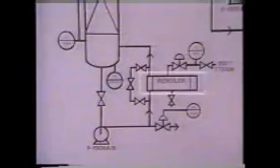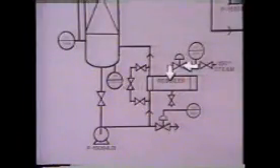Let's take a closer look at this operation. The reboiler is heated by steam. The amount of steam being fed to the reboiler is dictated by the temperature in the column.